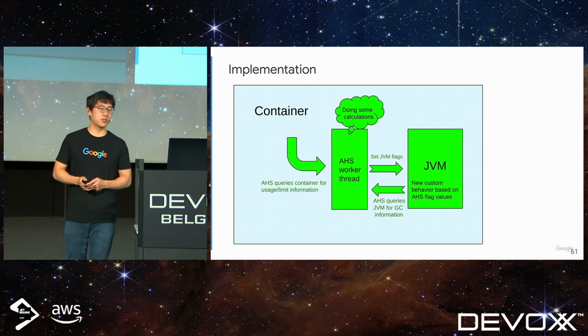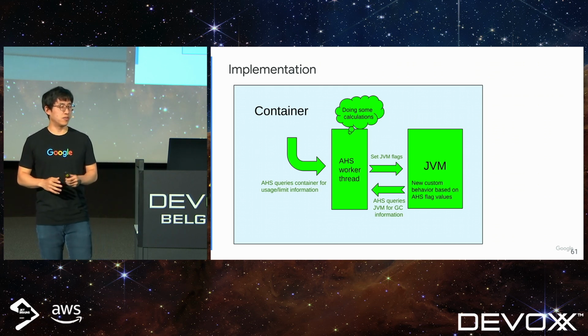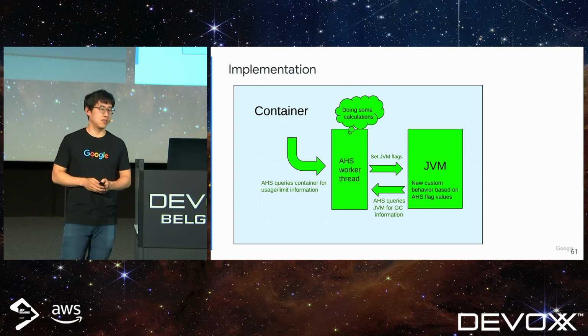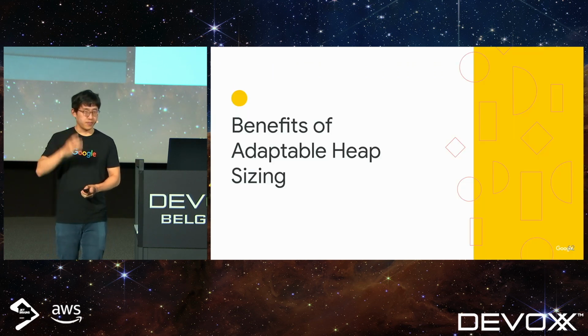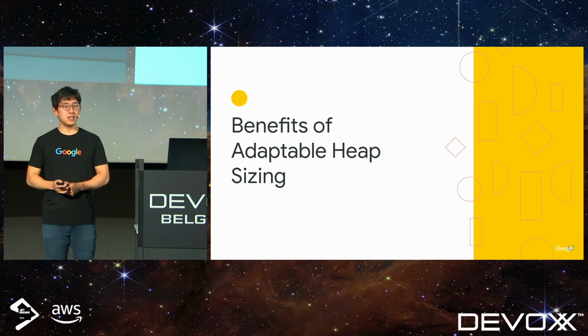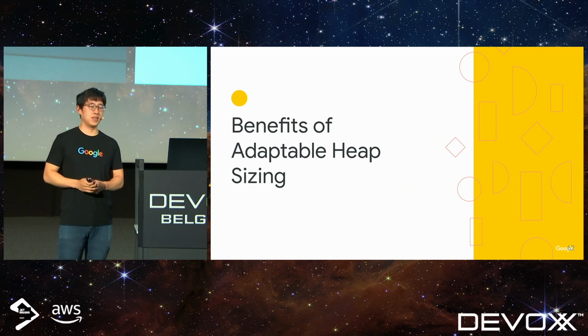Okay, cool. So we've gone over all of the various implementation parts, so hopefully you have an idea of how all these parts work together. Now let's explore some of the benefits we've seen at Google from enabling AHS on some of our servers.